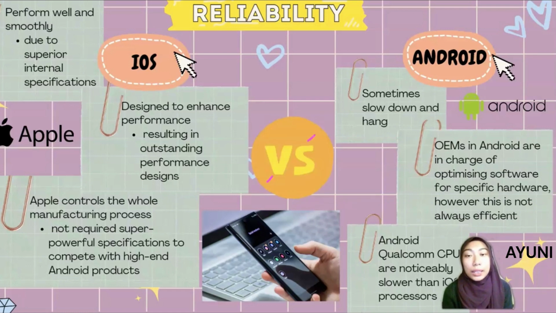As a result, I think iOS is more reliable than Android. That's because iOS performs consistently well and works better than most Android devices. That's it from me. I will pass to the next presenter, which is Naili, to explain about the second aspect.